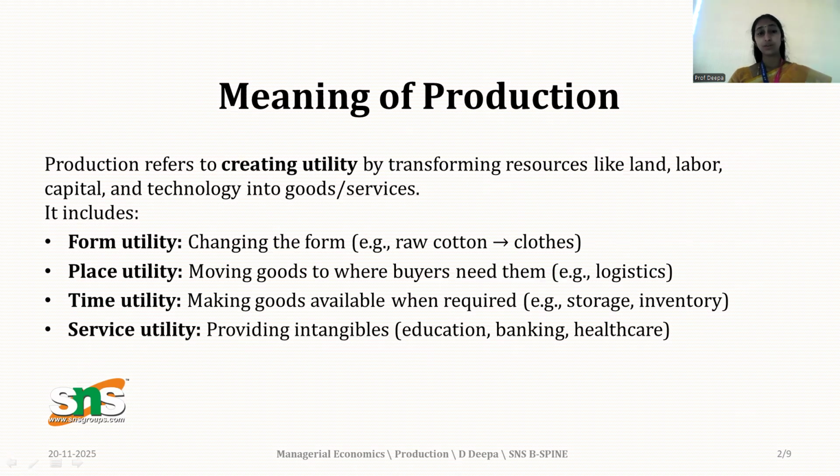There are also different utilities like this. Form: just changing the form from raw cotton to clothes. So we are just converting into some usable form. Next is place utility. Of course, place means transportation. We can say logistics is a very good example. So moving goods from one place to another, where buyers actually need that product, buyers can get it from them.